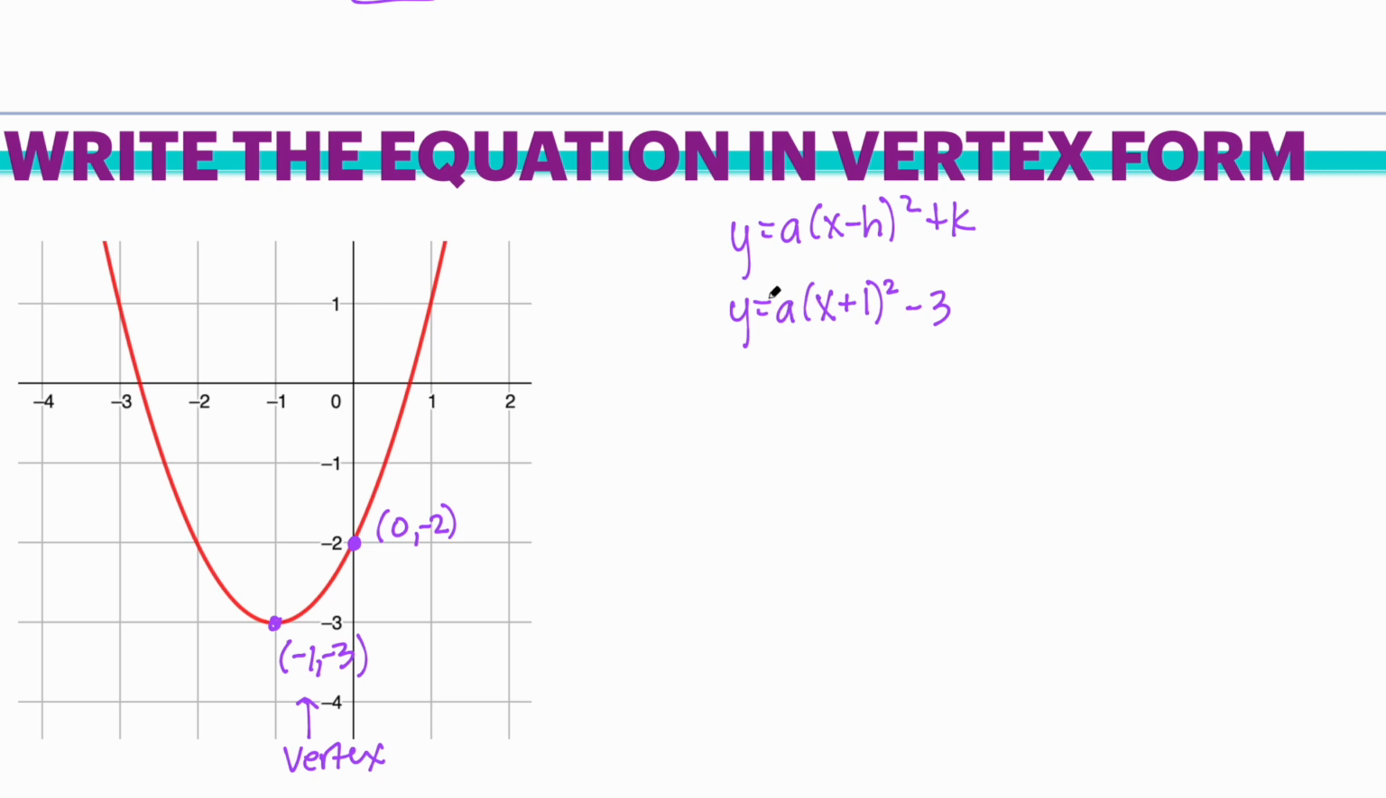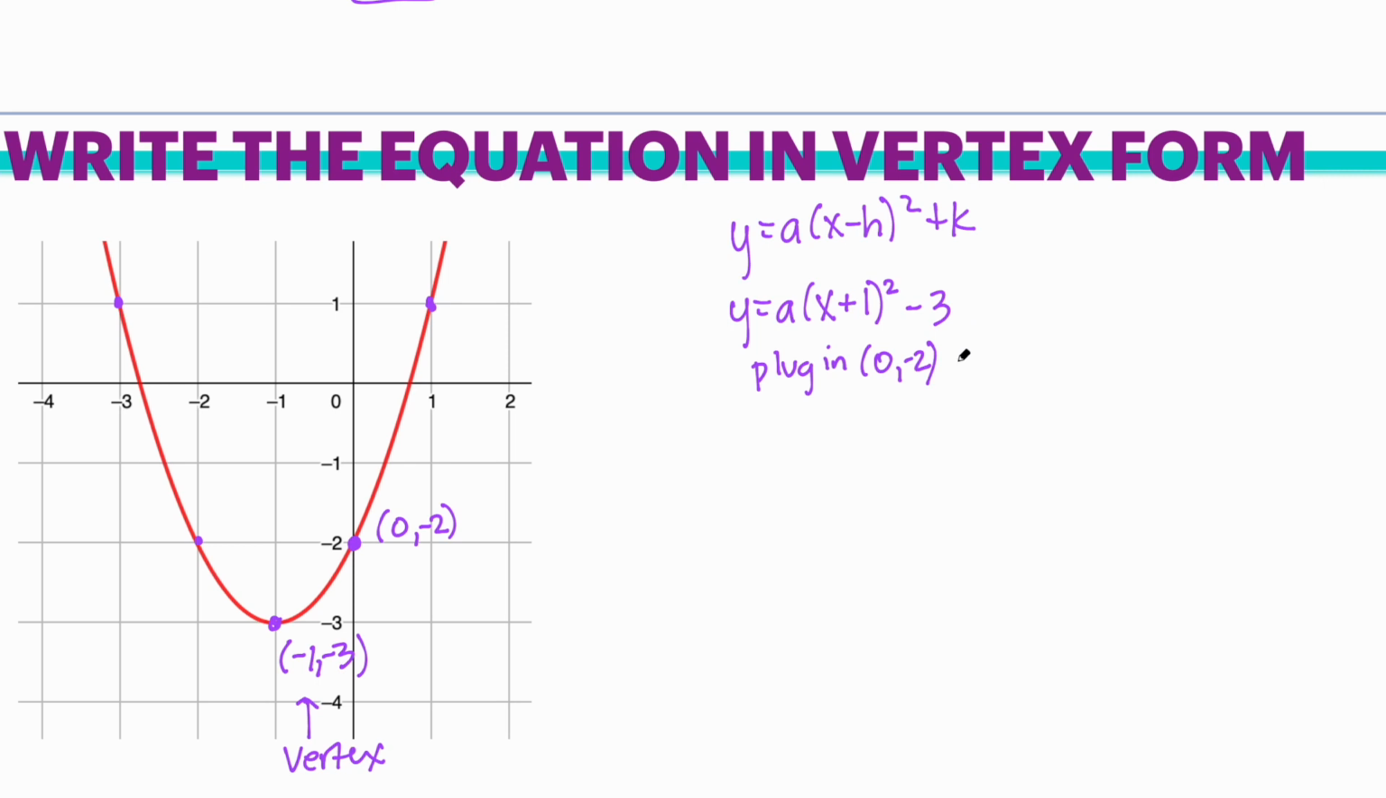Now I've got to find a. So I'm going to plug in 0, -2. There could have been other points. You could have plugged in this point. You could have plugged in this point. You could have plugged in this point. It didn't matter. Any of those points would work. That's just the first one I came to, and I really like zeros because they're a lot easier to use.